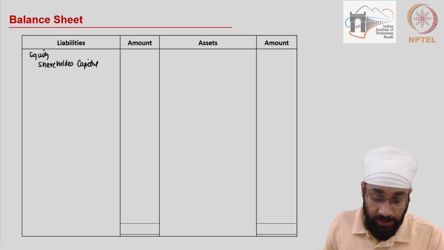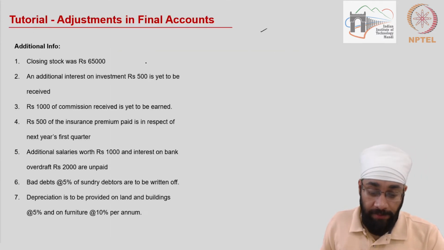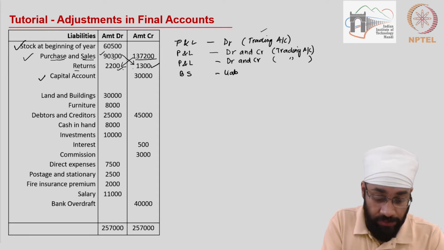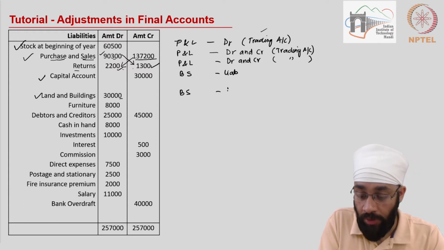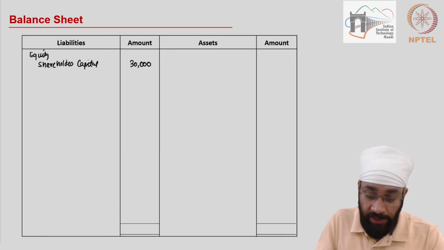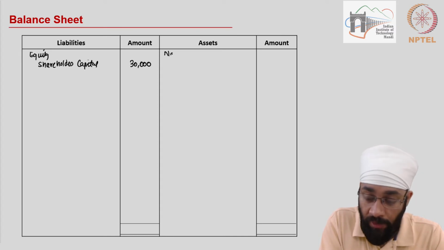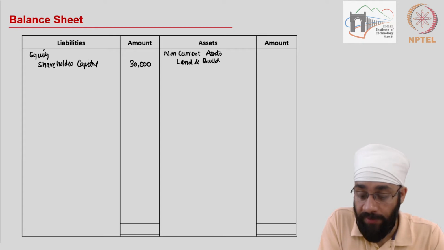The amount was 30,000, I guess, and done. So 30,000, this is also done. Next up, you have land and building, 30,000, and land and building goes to balance sheet on the asset side under the non-current assets. So balance sheet, and we have non-current assets, and land and building. The amount was 30,000.